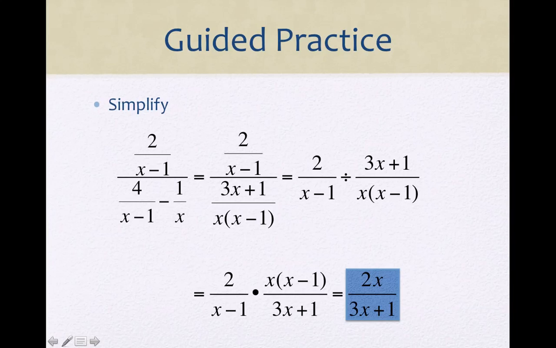And then we can take that, think of it as a division problem, which means rewriting it as a multiplication problem. And in this form, we can see that the x minus 1s will cancel out, and so we're left with 2x over 3x plus 1.